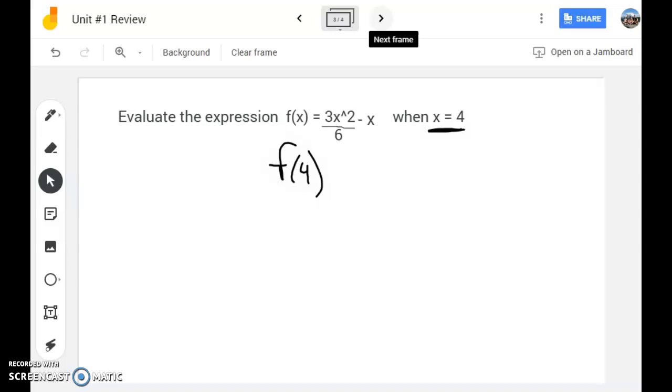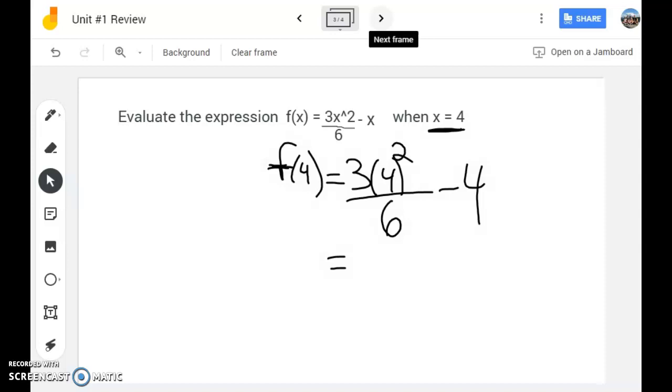So maybe this is about foxes or fires, and they're using F for that. We don't know. No context. But we do know that we have to go back and put 4 in for wherever we see x. And again, that 4, that last one, is on the side, not in the top. From here, after you substitute, it's just order of operations.